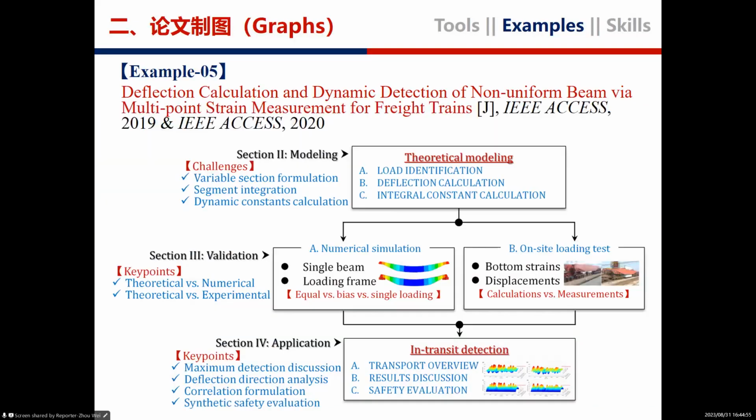The fifth example is the loading identification and deflection calculation of whole freight train by multiple strain perception at the bottom of load carrying beams. This work is another typical example of experimental investigation combined with theoretical formulation. So here we give another illustration of paper framework. Three parts are involved: theoretical modeling, validation, which includes numerical simulation and loading test, and the final in-transit detection application. This is the example of technical route.